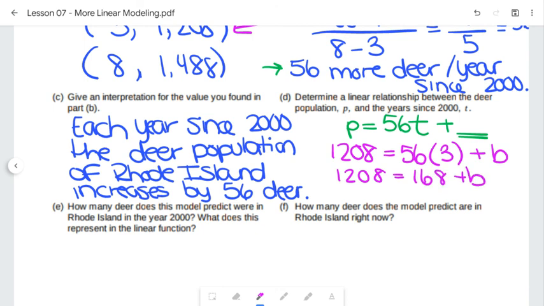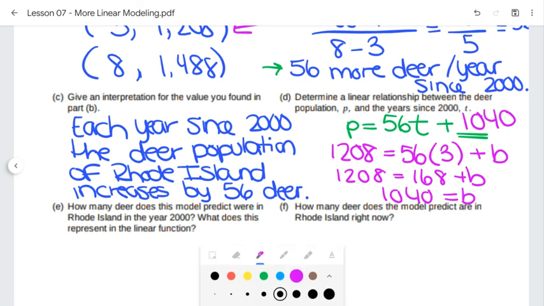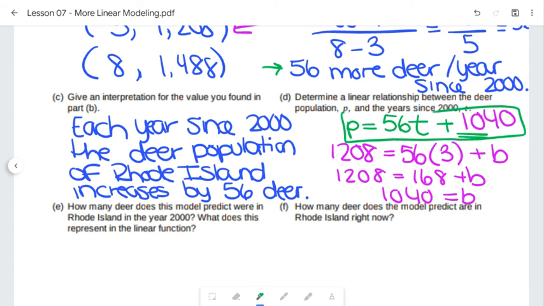And when I subtract both sides by that 168, we get 1,040 is equal to b. So that's what I'm going to plug in here, 1,040. So here is my equation. The population is equal to 56t plus 1,040. Right, because we know both points would have worked out there. So I could have done the other point, 8 and 1,488, and it would have worked the same way and still got me the 1,040.